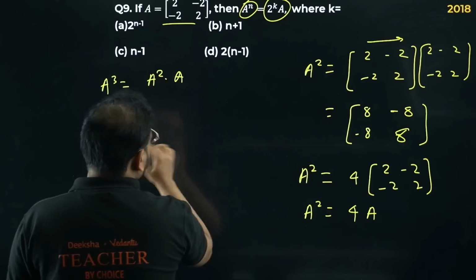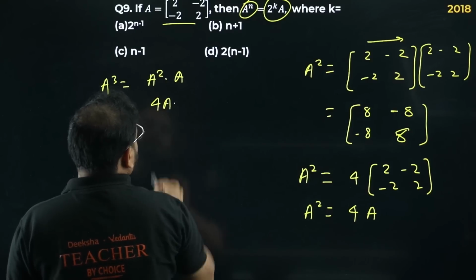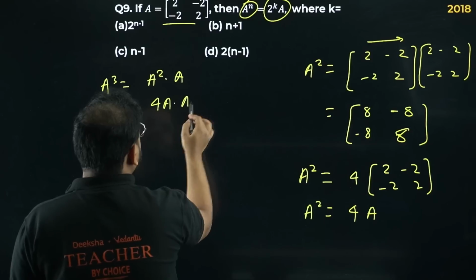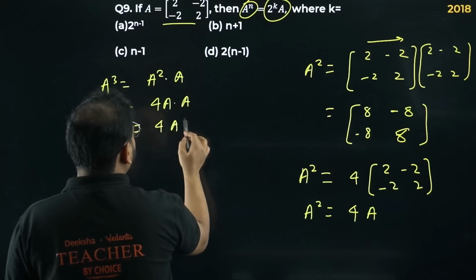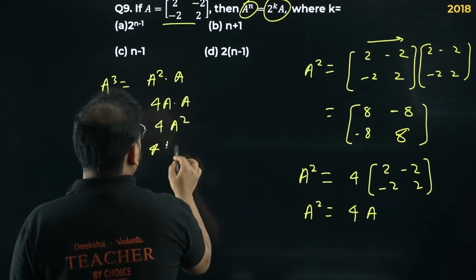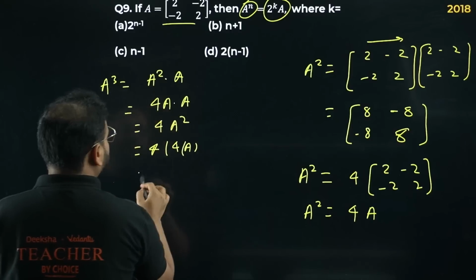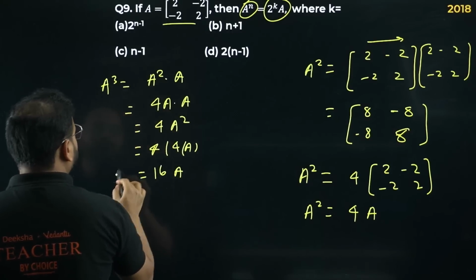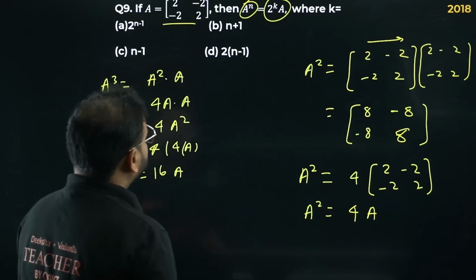So I'm going to write a square value as 4a, and I have a as it is, so I get here 4a square. Again I'll get 4 as it is. A square is nothing but 4a again. Please check. So I'm getting here 16a as a cube. Now which condition fits? Please check.